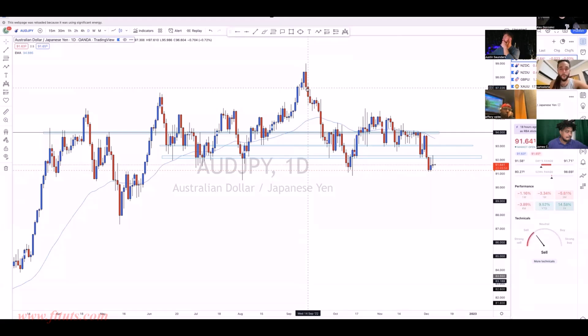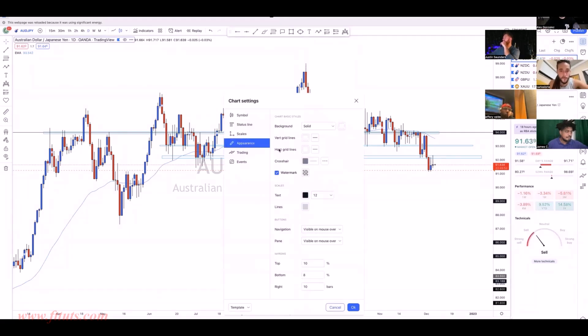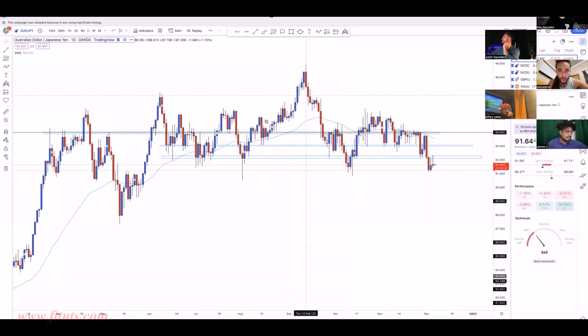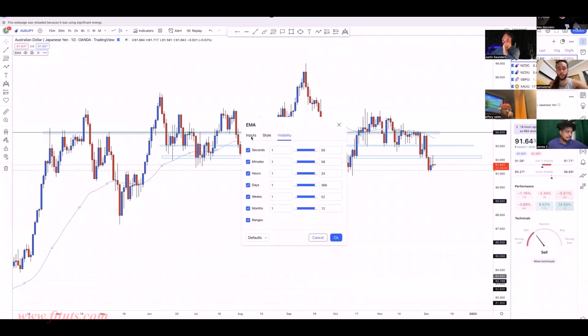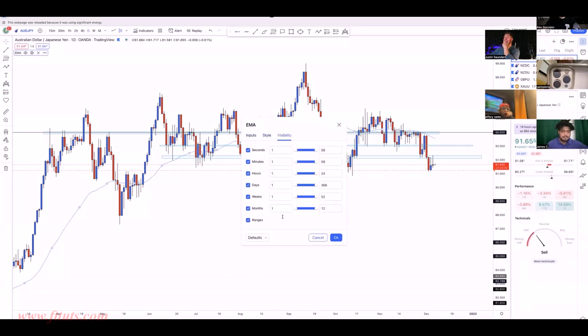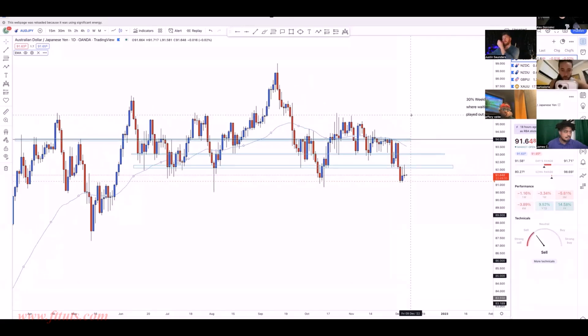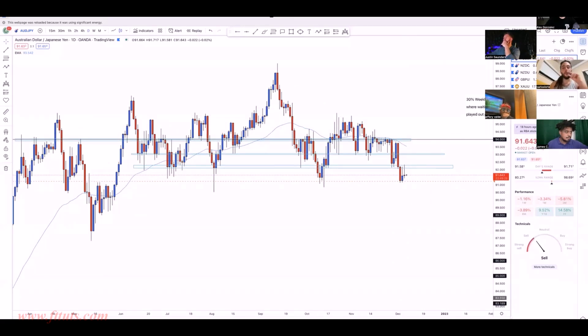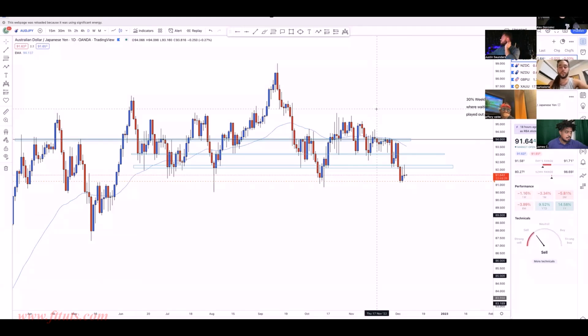So first things first is chart hygiene. Get your charts looking like mine: white background, candlesticks, and then the EMA. I personally have the 50 EMA. The source is close, offset is 0, style is like this, visibility on all time frames. But honestly, I don't really need the EMA. It's simply added confidence on my charts. I really don't use it for anything else. So that's that. Is everything clear?